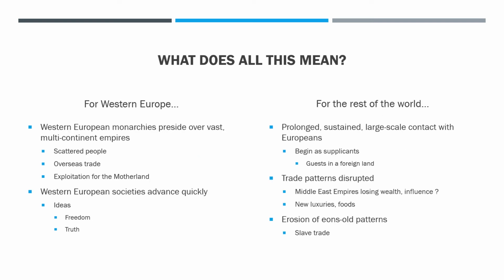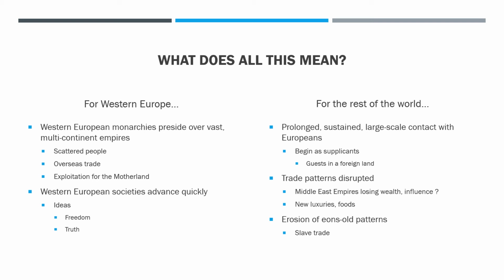So what does all this stuff I've been going on about, what does all this mean? Well, for Western Europe, Western European monarchies are presiding over, for the first time, an incredibly vast multi-continent empire. Take, for example, the Spanish. The Spanish have a large chunk of land on the Iberian Peninsula, but also they're in control of huge swaths of North and South America.